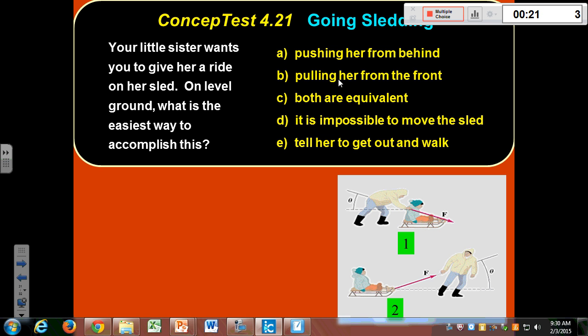It's possible. I told her, get out and walk. I'm pulling that man's sled.